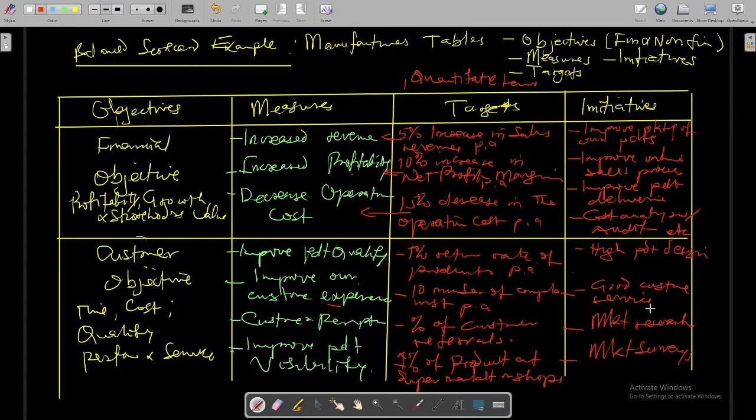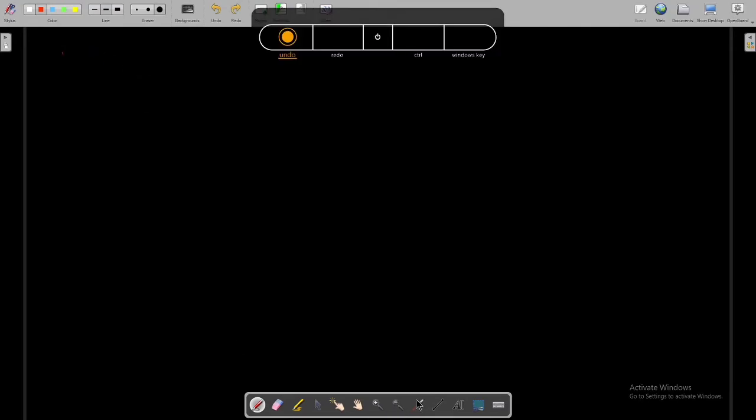So if you look at the initiatives, they are mostly helping to achieve the targets, and these targets are helping to achieve the measures, and these measures are helping to achieve the objectives. Okay, so now let's go to the next measures or perspectives. Let's go to the next measures and perspective. So let's draw the table.